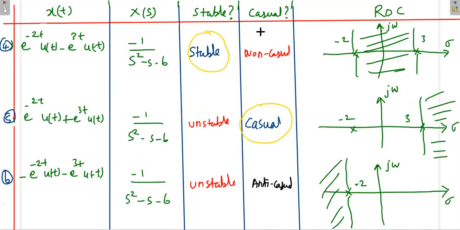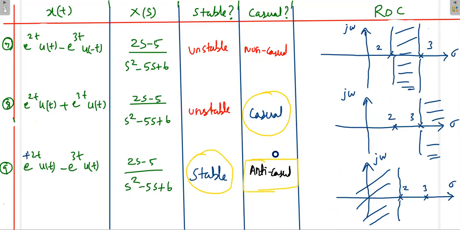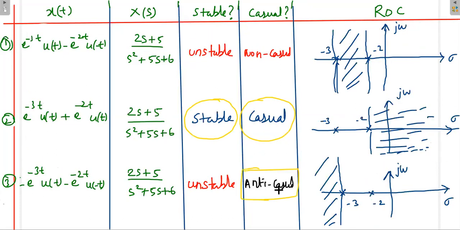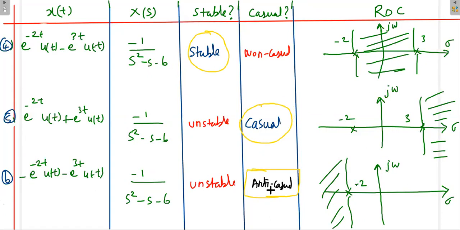Then what about anti-causal? This is anti-causal. This is also anti-causal. In anti-causal, the ROC is less than -3. Again, among -3 and -2, -3 is lesser, and that too, it is going towards left.